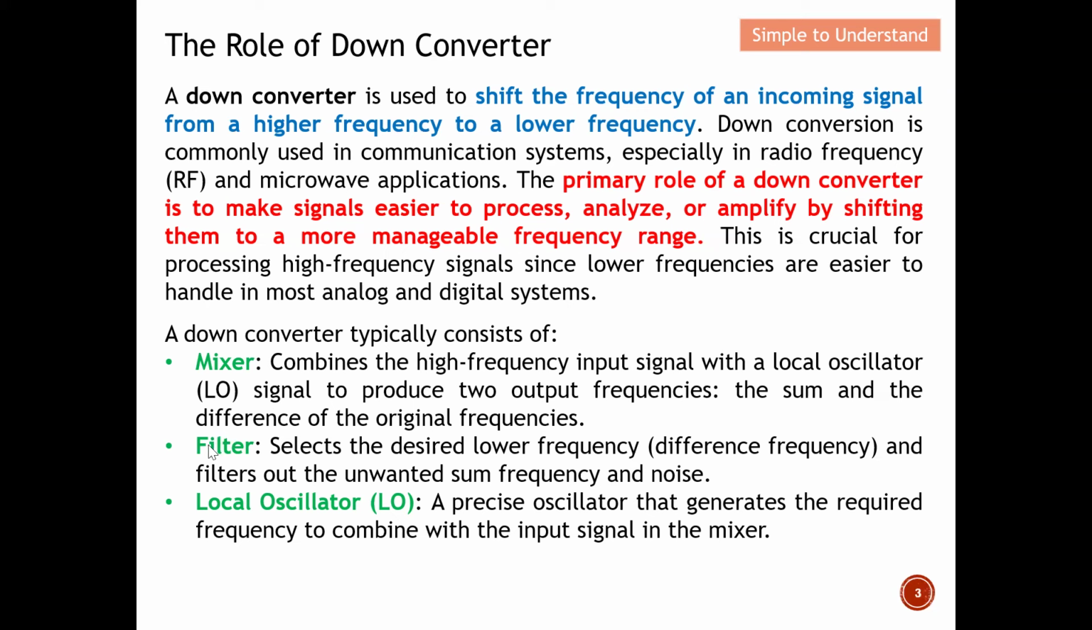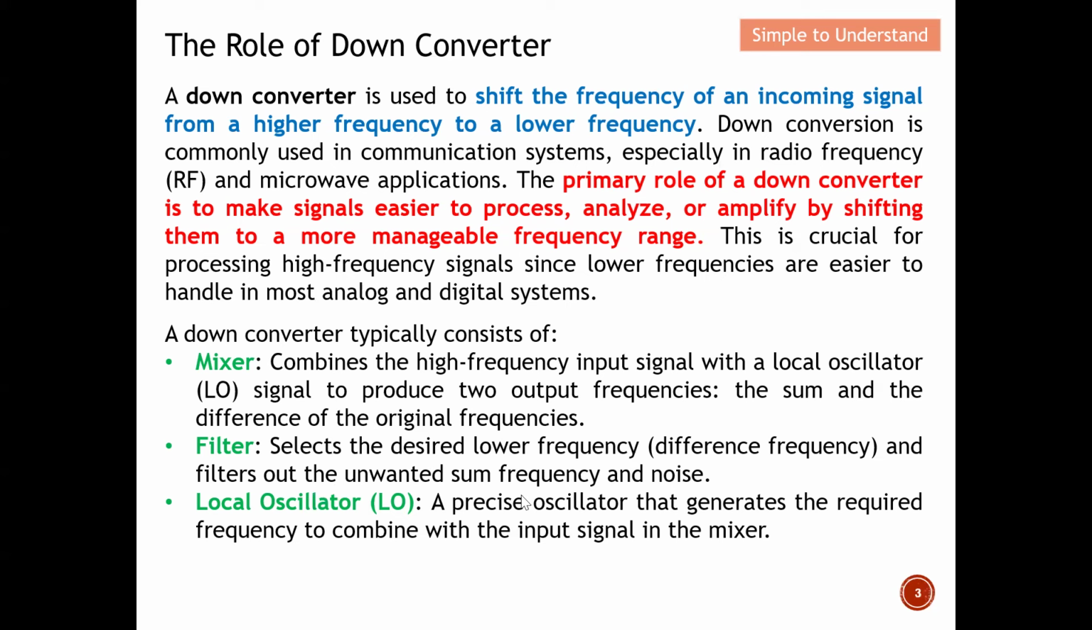Next we have this filter. Remember, we always want to extract the difference, either RF minus LO or LO minus RF. We just need to extract that frequency. Therefore the filter selects the lower frequency, which is the difference as I mentioned here. The filter's role is simply to pick up the desired signal, which is the difference of the original frequencies. The rest they will filter away. I guess I have also explained the LO.